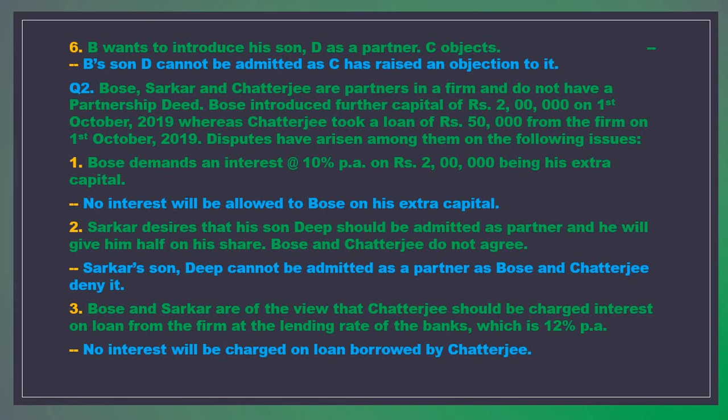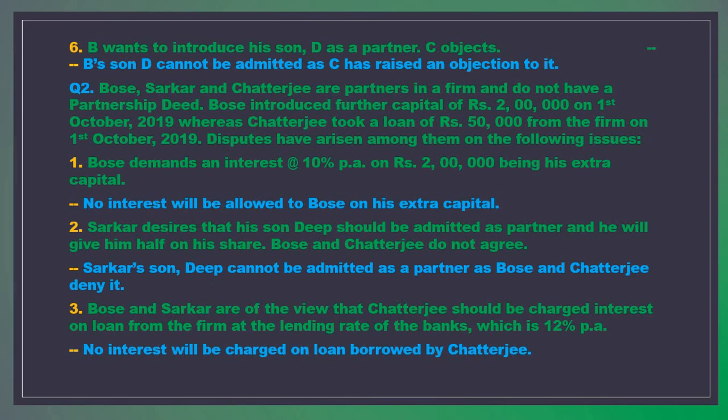Second, Sarkar desires that his son Deep should be admitted as partner and he will give him half of his share. Bose and Chatterjee do not agree. In the absence of partnership deed, provisions of Indian Partnership Act 1932 will be applicable and accordingly no person can be admitted to the partnership until consent is given to admission of a new partner by all the existing partners. So, Sarkar's son Deep cannot be admitted as a partner as Bose and Chatterjee deny it.